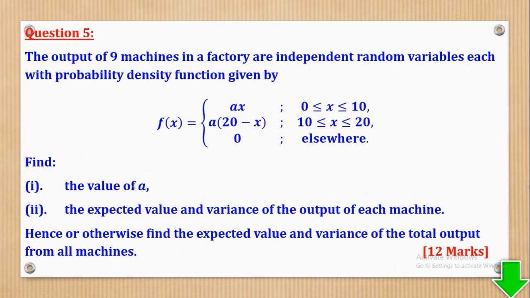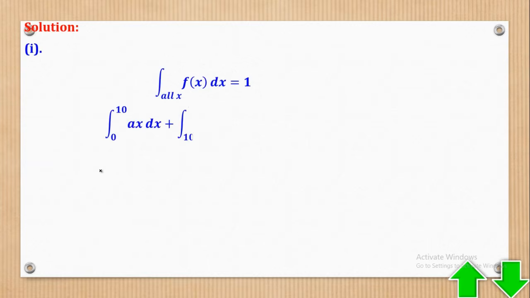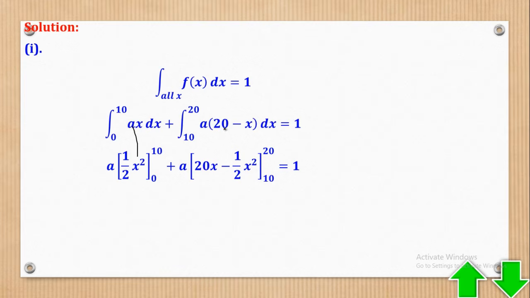So a is a constant. You remember that for a constant, the total probability is equal to 1, or total area is equal to 1. So in this case we are going to use the concept of total probability being equal to 1, where we use integration. That means f(x) over all x must be equal to 1. From 0 to 10 the function was ax. From 10 to 20 the function was a in brackets 20 minus x. So we have to integrate those and equate them to 1. When I integrate this, I'll come up with this, I'll come up with that.